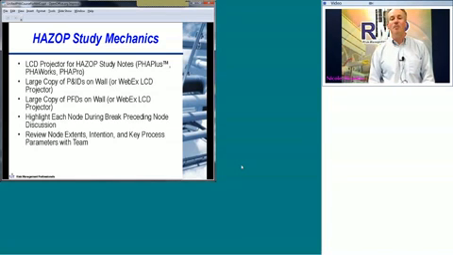Before you start a certain node, you're going to review what the node boundaries are, what the intention is, and also the key process parameters.